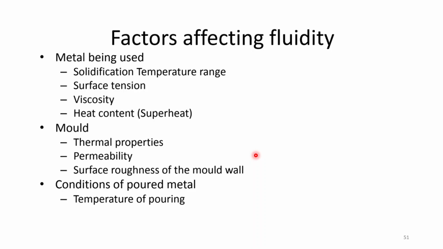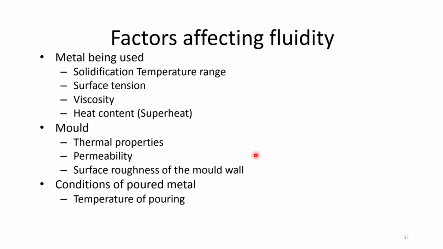So the metal being used will affect this factor. Whichever metal you are using, consider its solidification temperature range. For example, if you are using a copper nickel alloy, then based on the composition you are using, it will have a solidification range. So the solidification temperature range will change with the composition. If this range is very high, then fluidity will reduce. So this range should be lower.